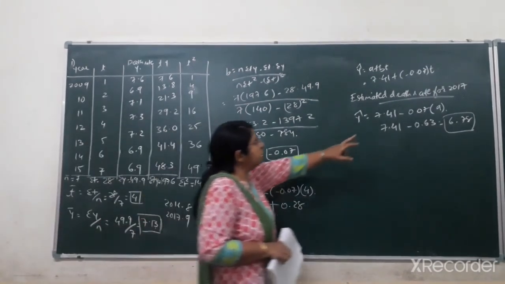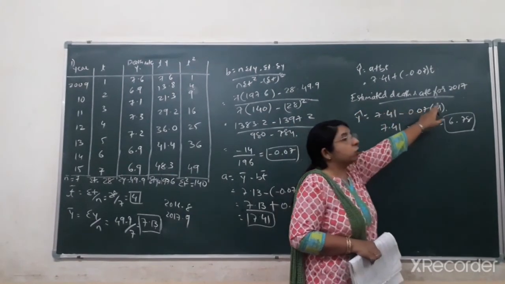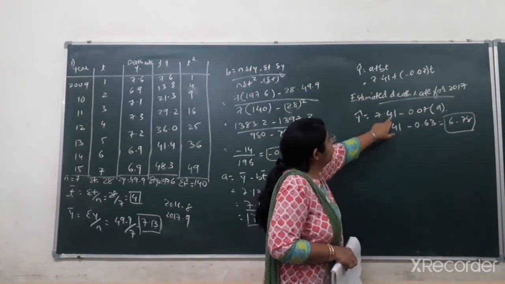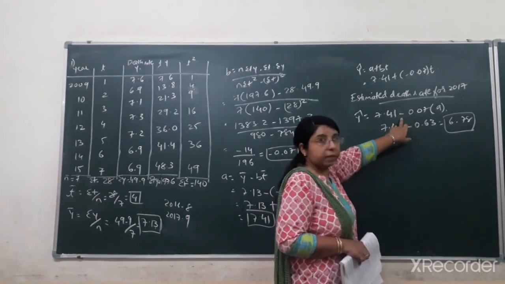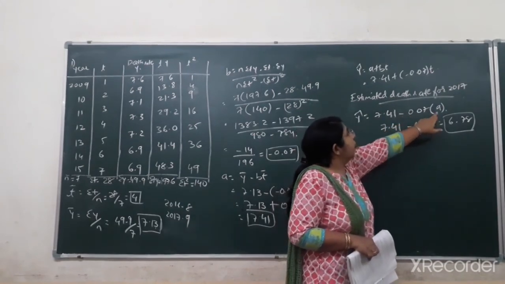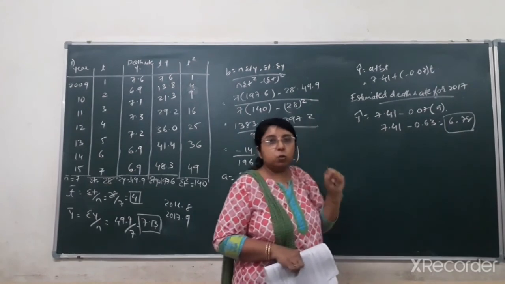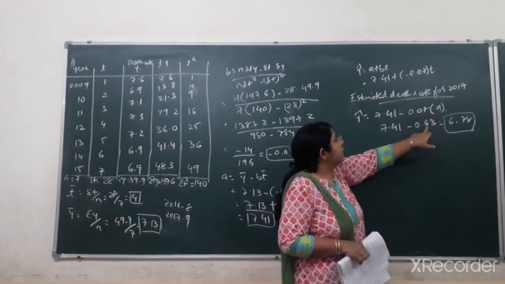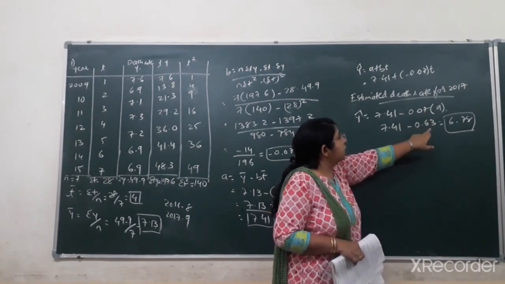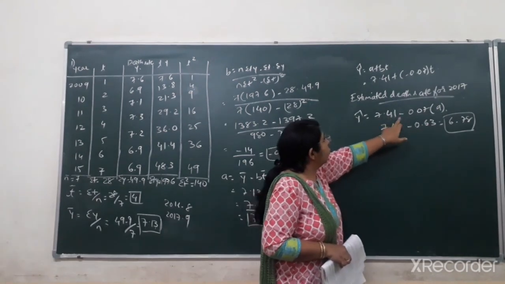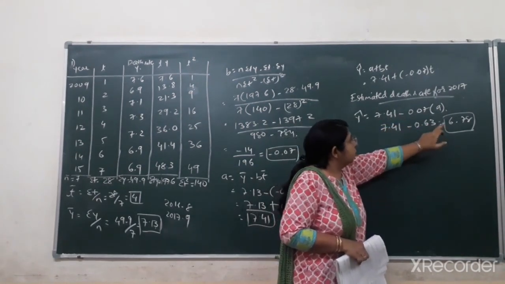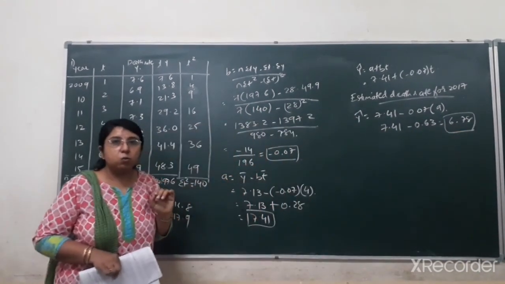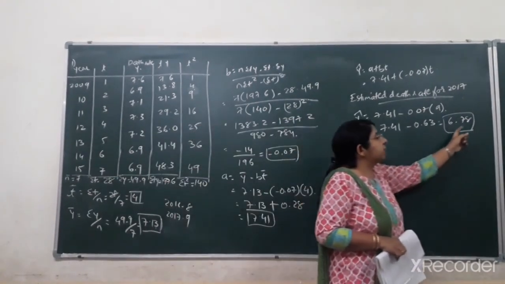Okay. So here you can see I have written the heading, estimated death rate for the year 2017. In the same equation which we have found for y cap, 7.41 plus minus, it will become minus. So minus 0.07, and the t value I have taken 9 because of 2017. Okay. So 0.07 into 9, multiplying both the values, it would come to 0.63. Now 7.41 minus 0.63 is equal to 6.78. It means the estimated death rate for the year 2017 is coming to 6.78.